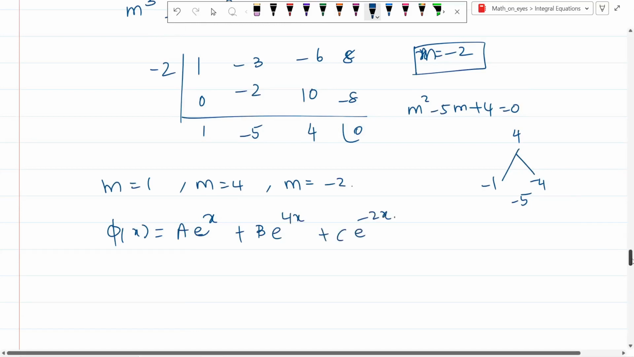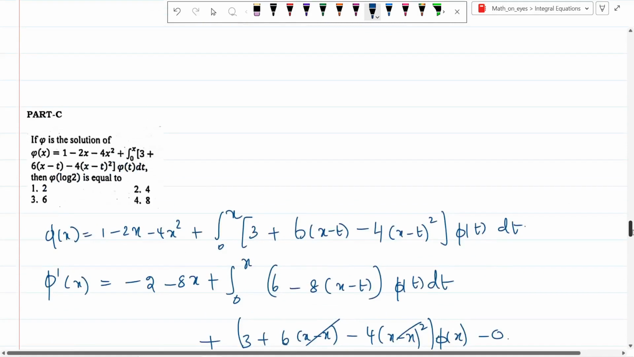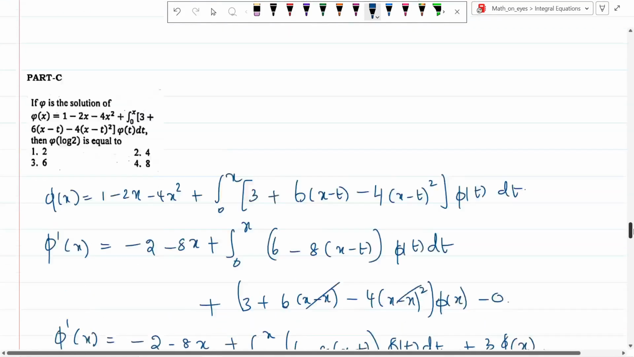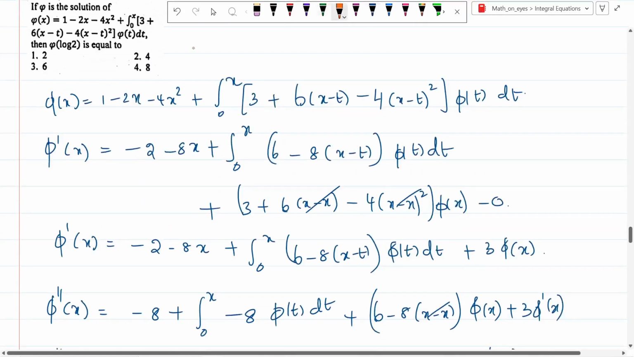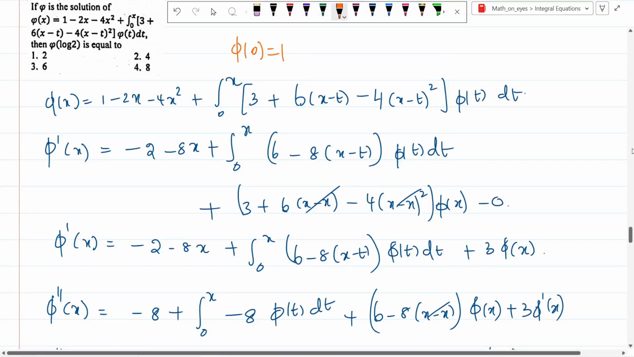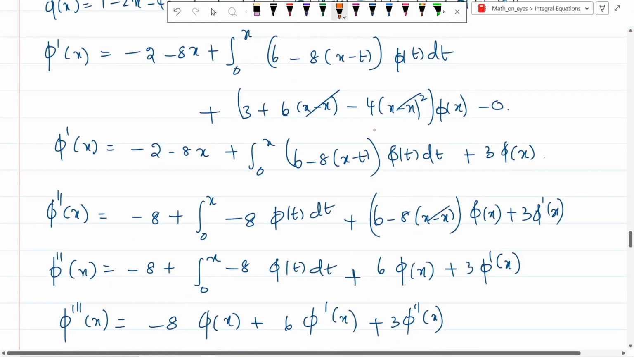Now what is asked in the question? We need to find phi of log 2. When you look here, we need this a, b, c and all. For that, we will just take this condition, phi of x. What is phi of 0? Phi of 0 is equal to, here this integral part will vanish, 0 to 0, 0. Here 0, here 0. So phi of 0 is 1. What about phi dash of 0? Phi dash of 0 is here.